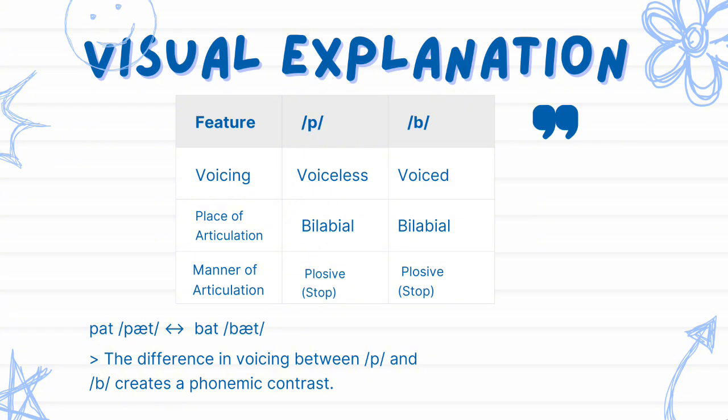Let's look at this example. The sounds P and B are both bilabial plosives, meaning they are produced using both lips with a stopping airflow. The main difference is voicing. P is voiceless, while B is voiced. This difference in voicing creates a phonemic contrast in the sound in pet and bet.